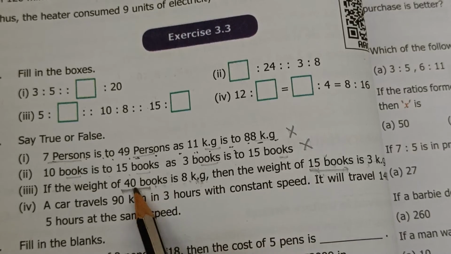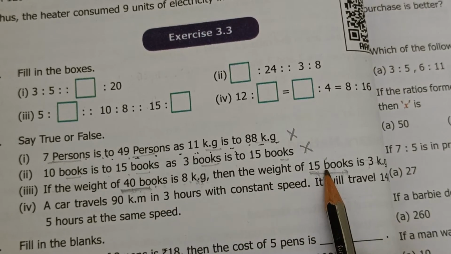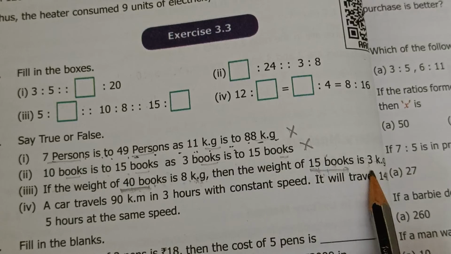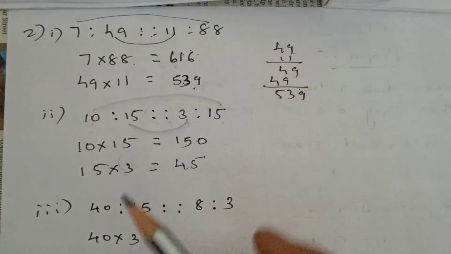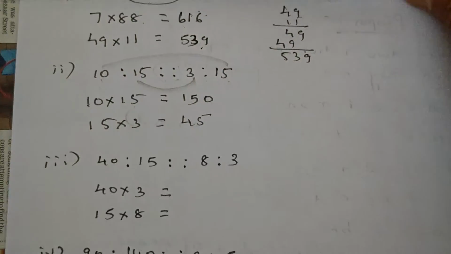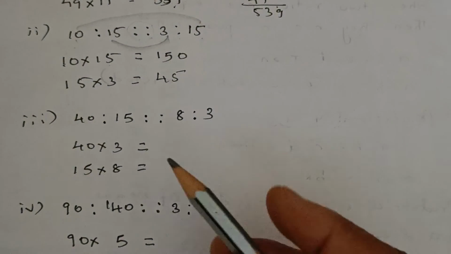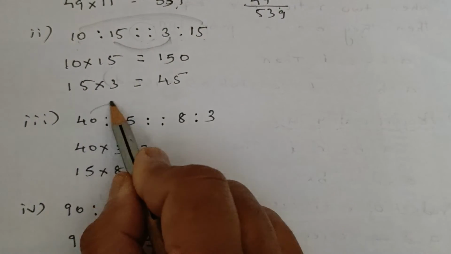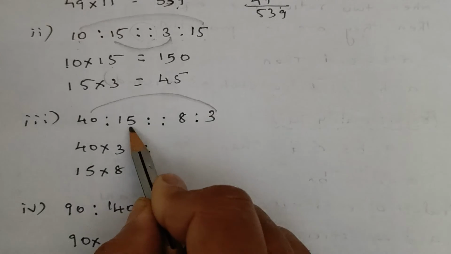So it will come 40 is to 15 as 8 is to 3. That's how we have to form the ratio. 40 is to 15 as 8 is to 3. Now we have to check whether they are equal or not equal. That is 40 is to 3, then 15 is to 8.